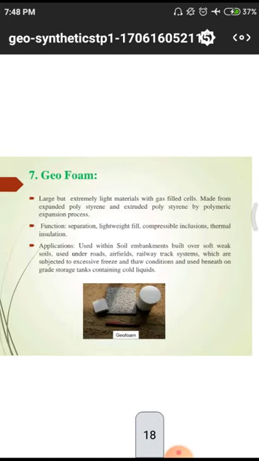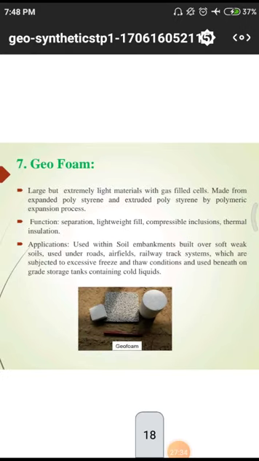And the next one we are having is geofoams. What are geofoams? How do we have to utilize them? These geofoams are simply large but extremely light materials with gas-filled cells, made from expanded polystyrene and extruded polystyrene by a polymeric expansion process. Simply, the function of these geofoams is separation. It means layer by layer they have to separate.